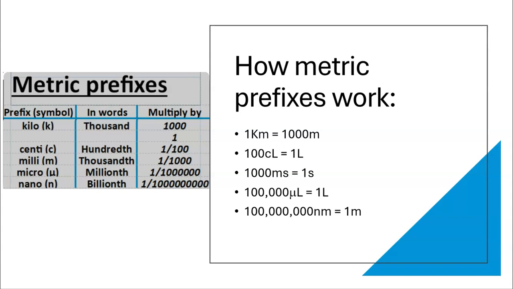The milli is 1,000th of the base unit. So if I have 1,000 milliseconds, that equals 1 second. Micro is 1,000,000th of the base unit. So if I had 1,000,000 microliters, that would be 1 liter. And nano is 1,000,000,000th. So if I had 1,000,000,000 nanometers, that would equal a meter.